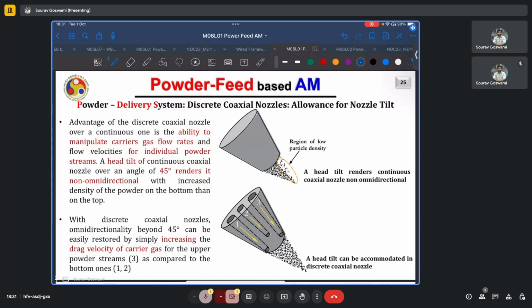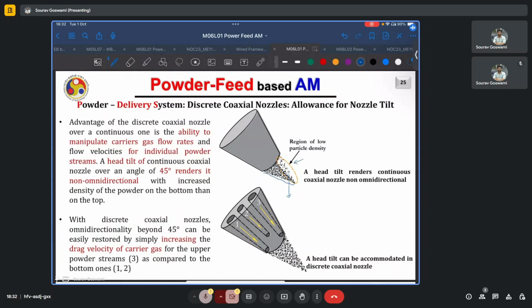In this case, the head will tilt. Because of this tilt and because of the action of gravity, the powder which gets jetted out of this deposition head will not be uniform, as is shown here. Because of the action of gravity, there is a higher concentration of powder towards the bottom, whereas in this upper region, there is a deficiency of powders. And thus, a head tilt renders a continuous coaxial nozzle non-omnidirectional.